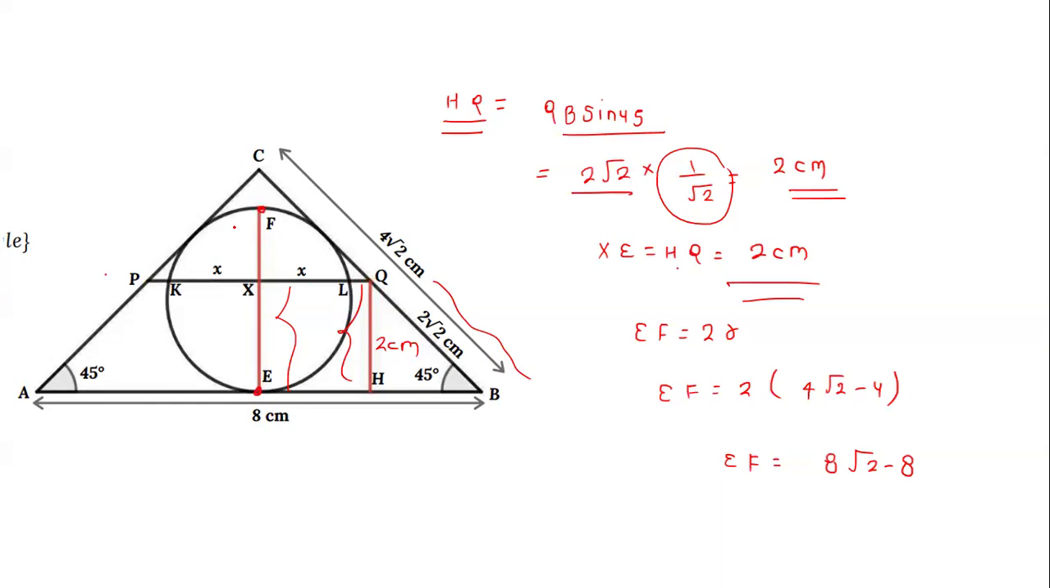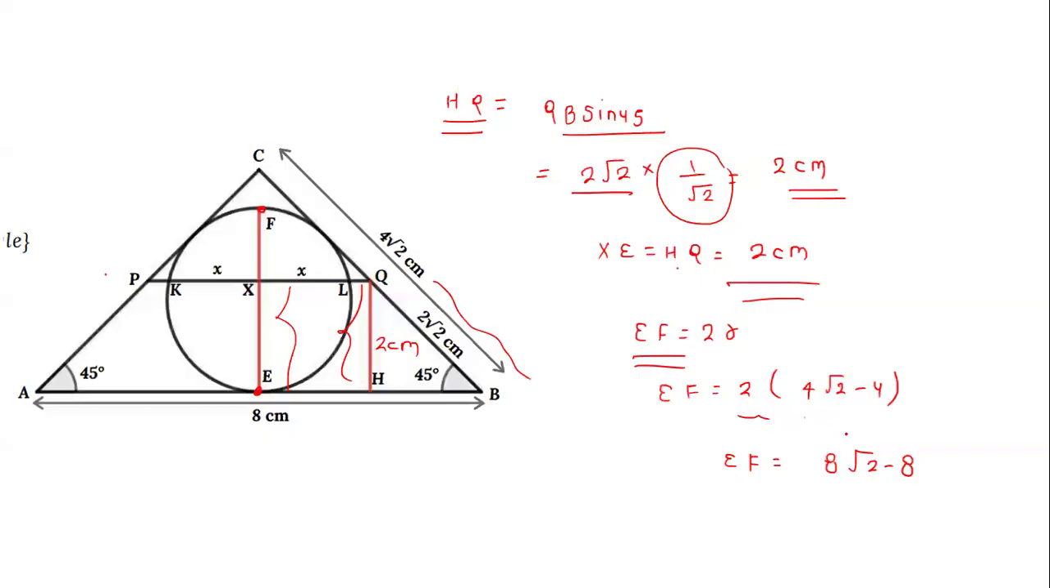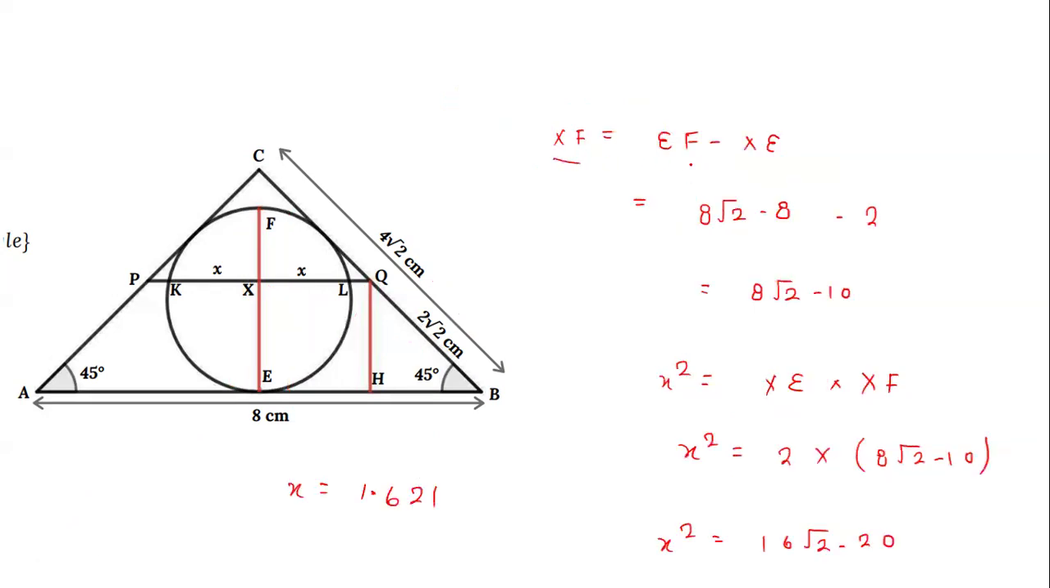And we also know like this EF is the diameter of the circle, so it is equal to the 2r. We know this. And r value we calculated previously as 4 root 2 minus 4. So this EF will come like 8 root 2 minus 8. Now we know the value of EF as a complete and XC, so we can find the value of XF. So XF is simply EF minus XC. So EF value we know as 8 root 2 minus 8, and XC value we calculated as 2. So it will come like 8 root 2 minus 10.